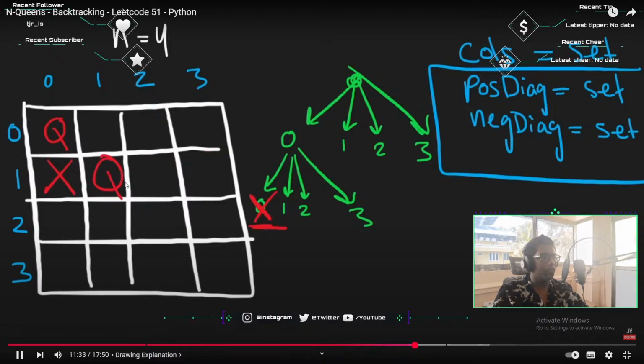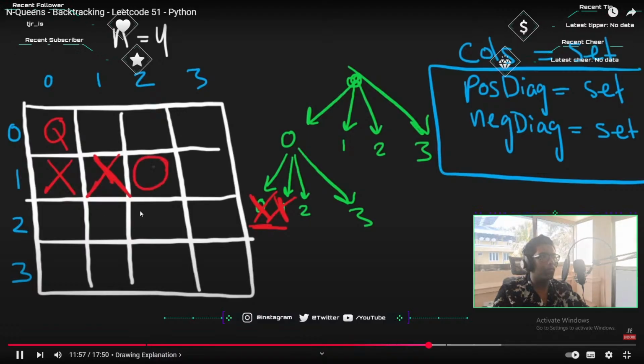Well, it turns out that it's already been added to the negative diagonal. This position means the negative diagonal is 0. Row minus column is 0. So this position is also row minus column 0. That means the negative diagonal has already been used. So we also can't put a queen in this second position. So this path in our decision tree also does not work.